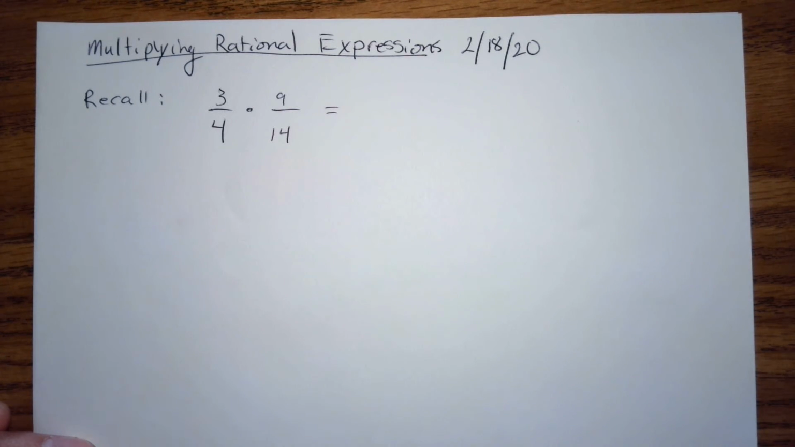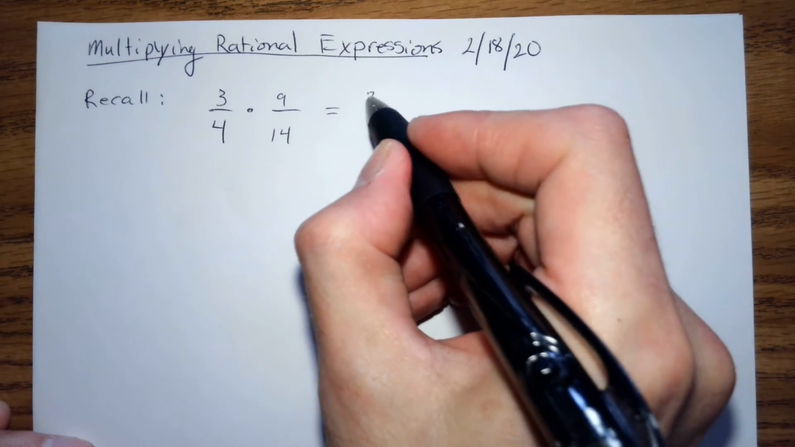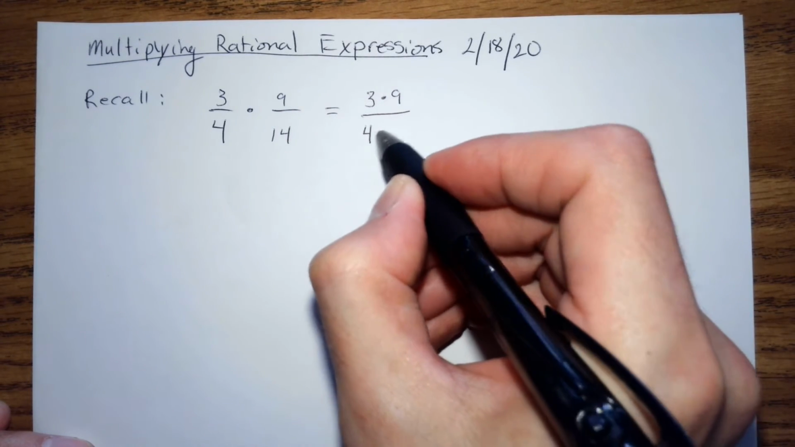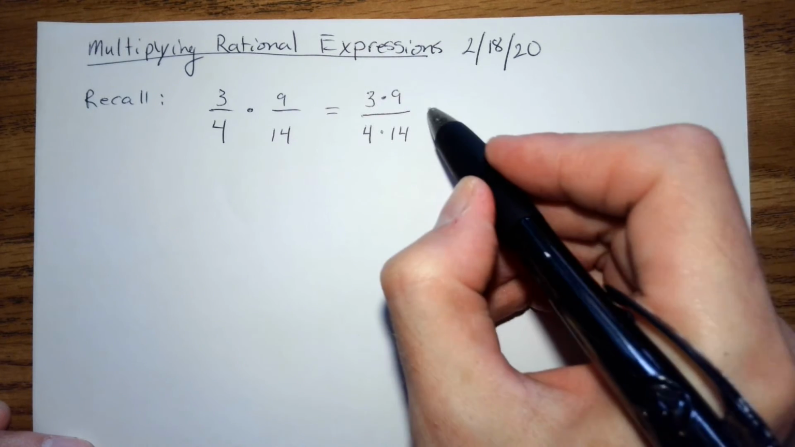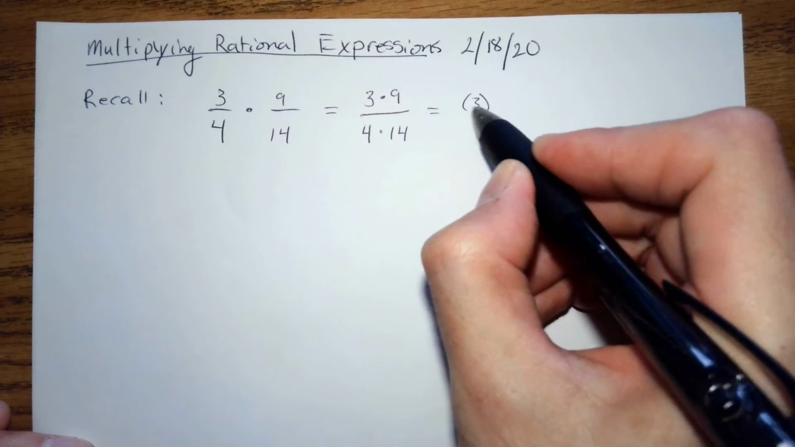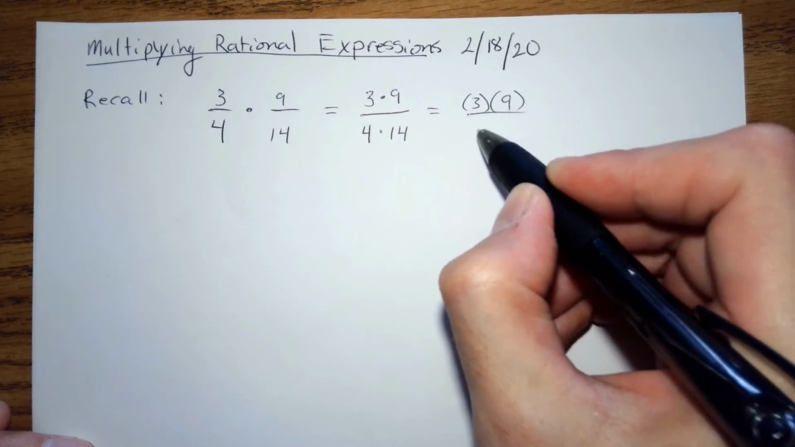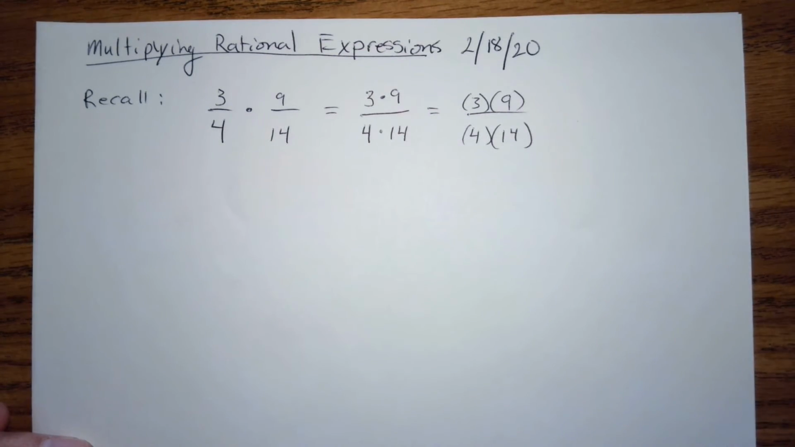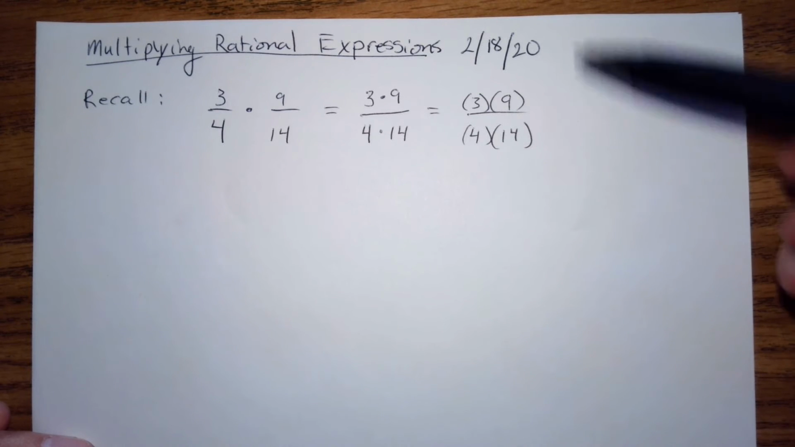So if you have two fractions, you just multiply straight across the top. I'm even going to write the intermediate step, which is this, 4 times 14. You could also write it with parentheses, 3 times 9, 4 times 14. But then you have one fraction.